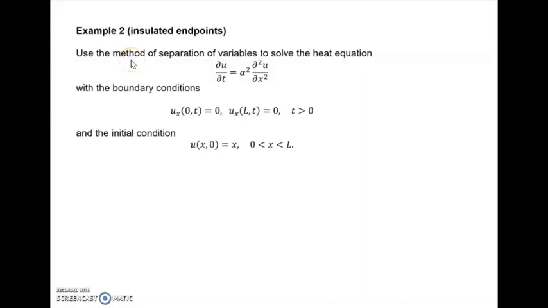Assalamualaikum and hi everyone. Now we are going to discuss the heat equation still, but with a second type of boundary condition. So now we have the insulated endpoints.